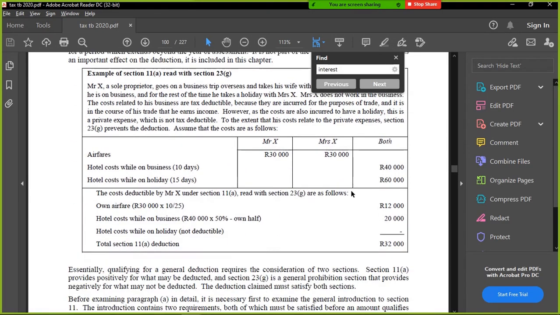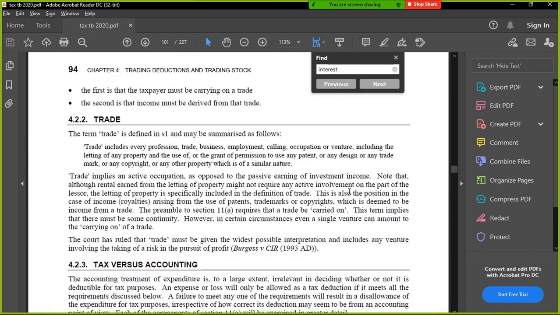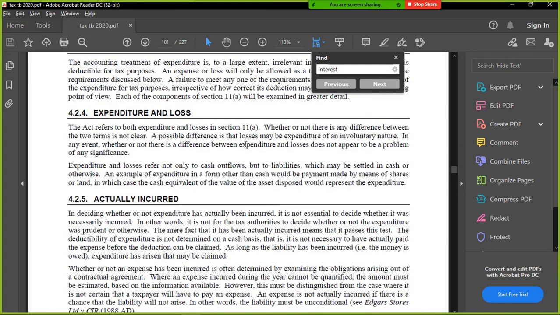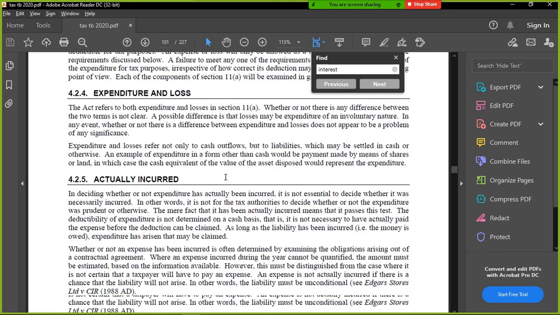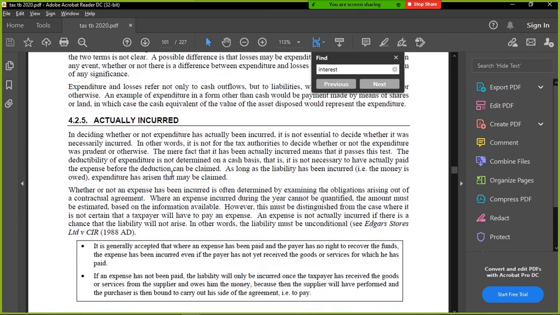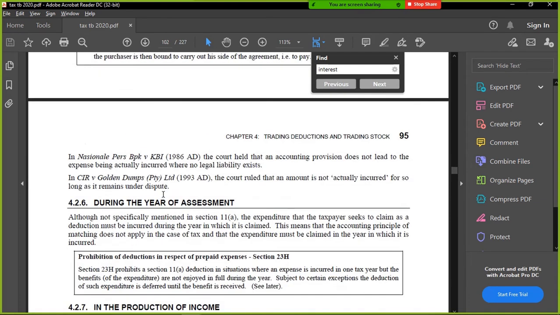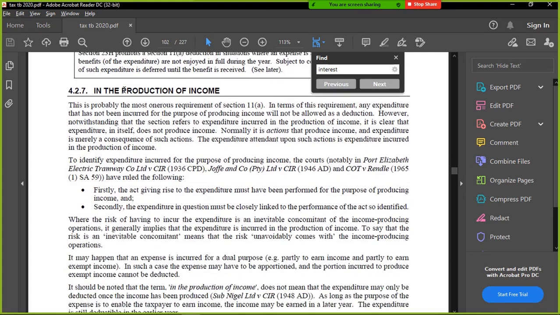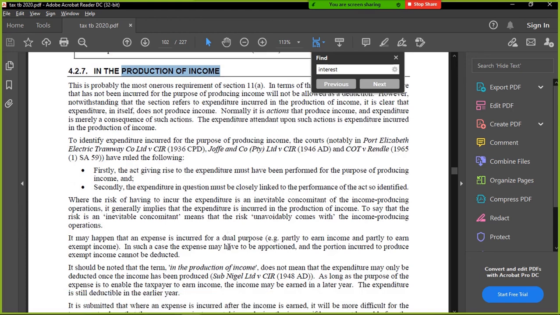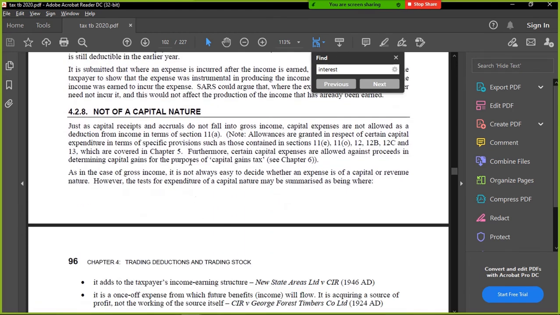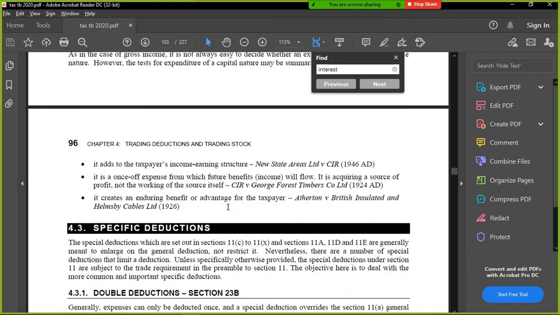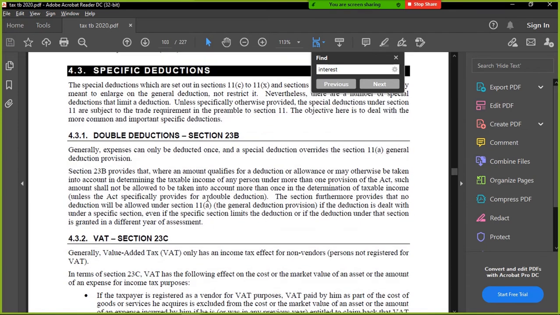Is interest for dividends allowable as a deduction? I don't think so. Okay, because it doesn't meet the definition of Section 11A. But let's just check it. Okay, actually incurred definitely. During the assessment, definitely. Was it in the production of income? I'm saying no here. It falls flat here. Not of a capital nature, also questionable here. It also doesn't meet the definition.